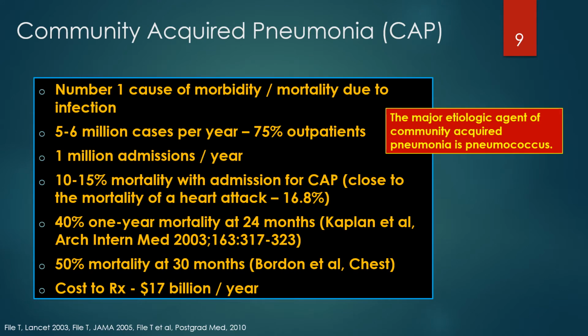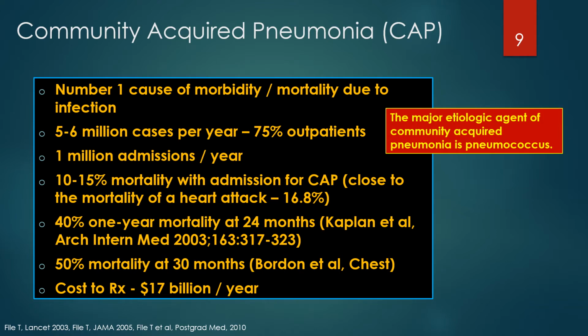The next few slides discuss community-acquired pneumonia. The major etiologic agent of community-acquired pneumonia is pneumococcus. Community-acquired pneumonia is the number one cause of morbidity and mortality due to infection in the United States. It causes 5 to 6 million cases per year, of which 75% are in the outpatient setting, but also causes 1 million hospital admissions per year.